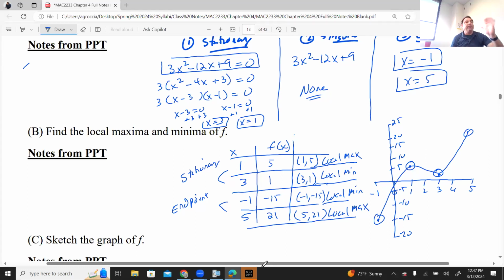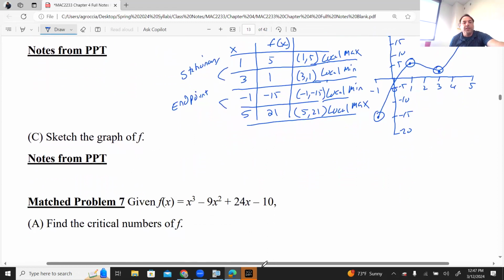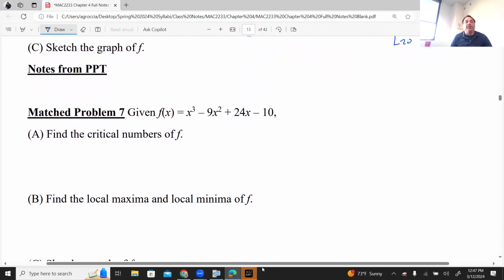Okay, now I'm going to give you one to try at home, and I'm going to do one problem before we leave. That's a little weird. I want to get that weird one out of the way. Okay, so for next class, I want you to find the extrema of this one, of x cubed minus 9x squared plus 24 minus x.